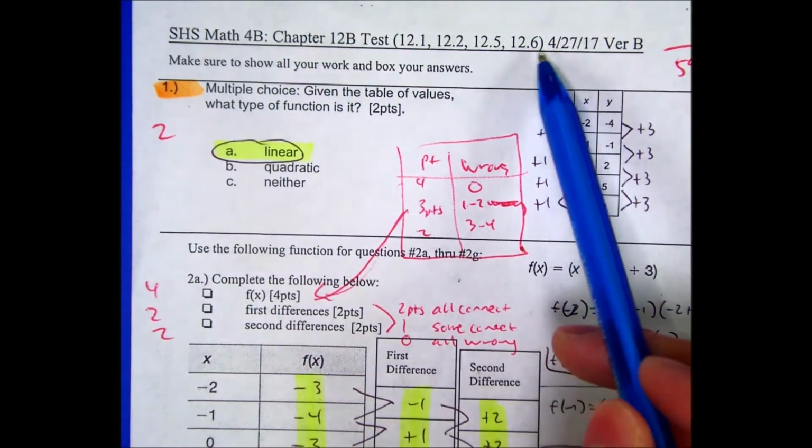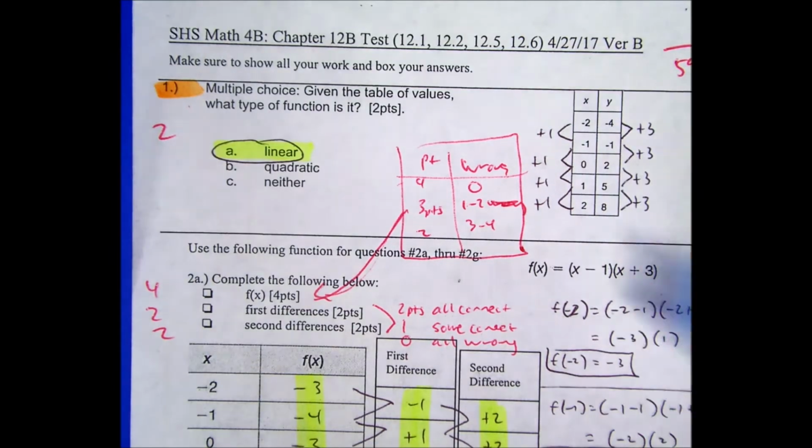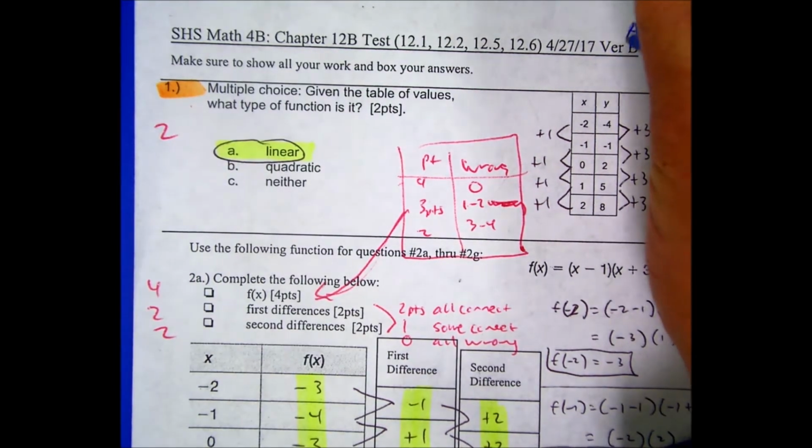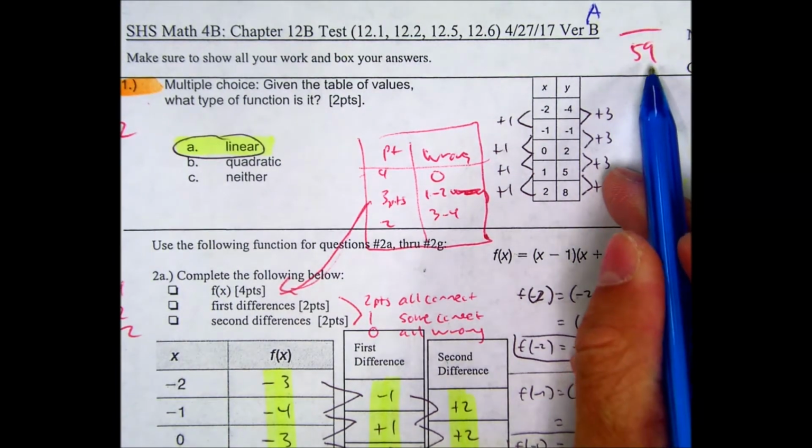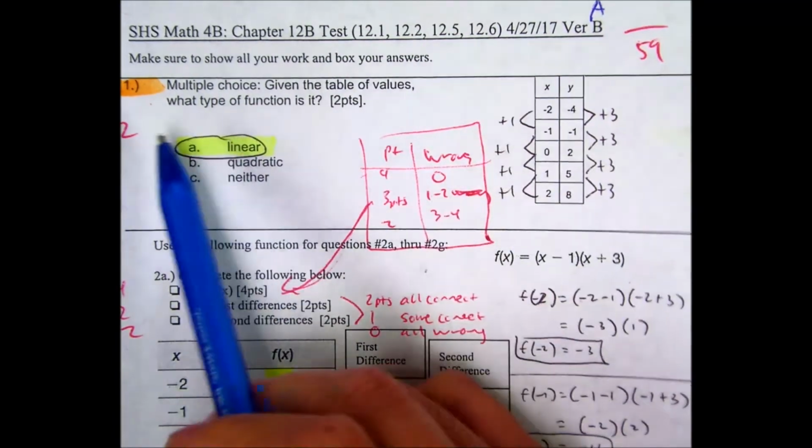This was taken on April 27, 2017. Versions A and B were the same. The test was out of 59 points. Actually, it was, I think, 61, but I'm going to leave it.